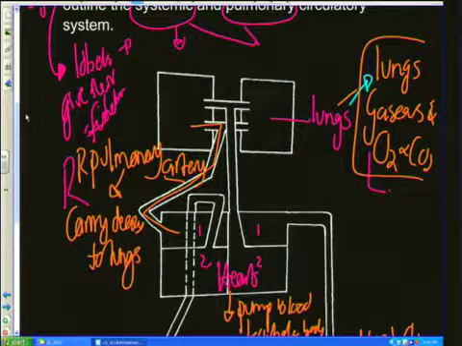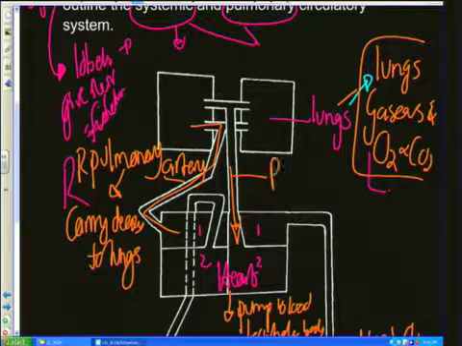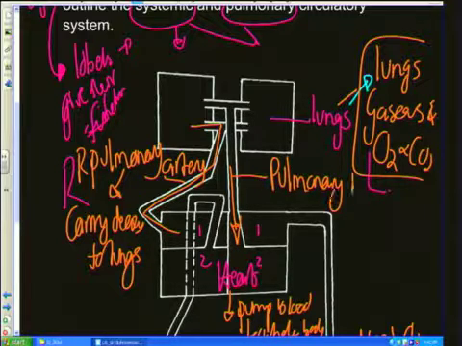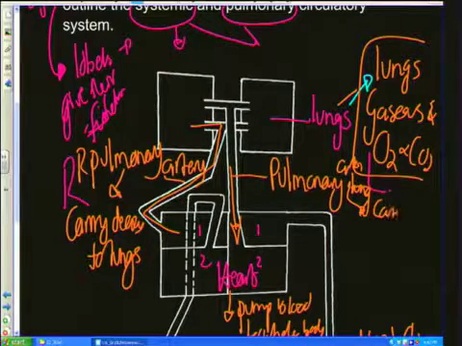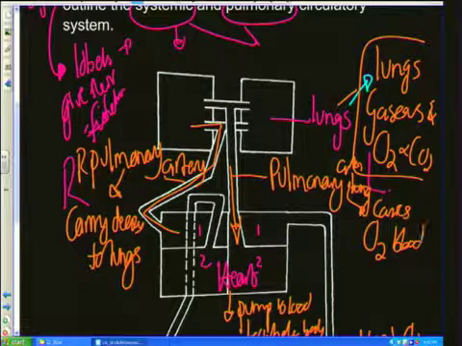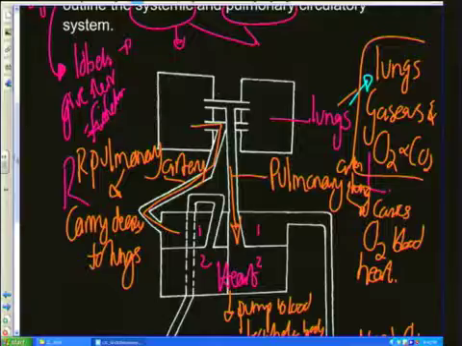So you would then label its partner on the other side. What's it doing? It's coming back to the heart from the lungs. So lungs, pulmonary vein, sorry. Then what? It carries oxygenated blood to the heart. There we go. So we've made an annotated diagram.